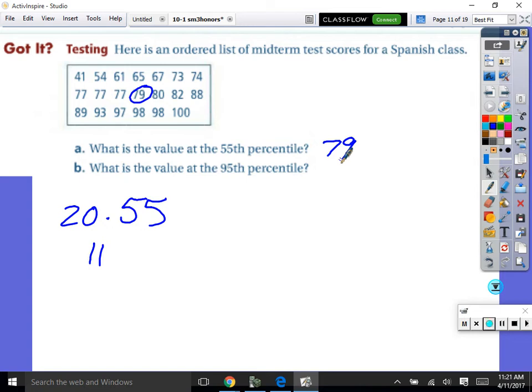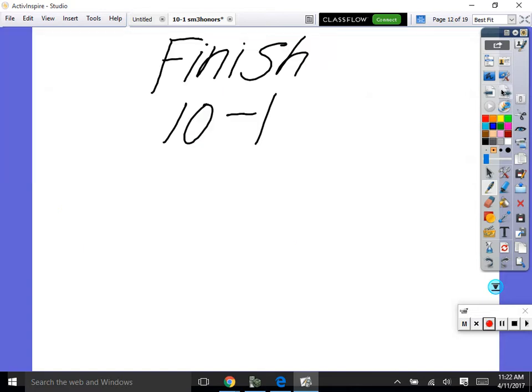All good? Okay, what is the value of the 95th percentile? So you take 20 times 0.95, which is 19, so that would be 98. So 95% of the data will fall at or below 98. So not that many are above 98, about 5%. All good? Okay, finish 10-1 and then we'll move on to 10-2.